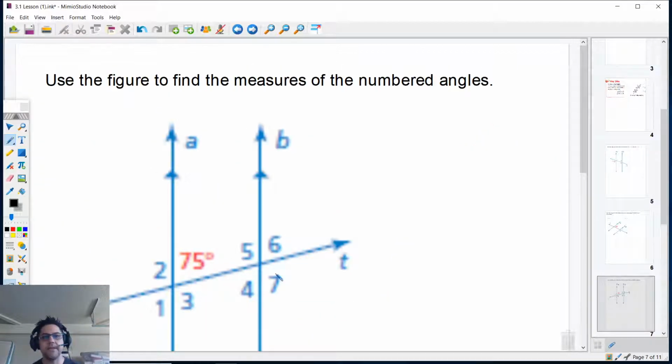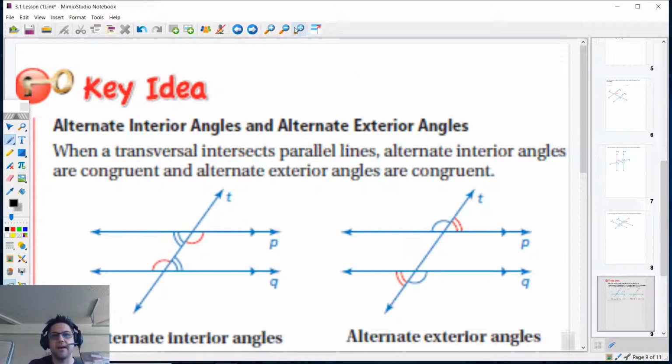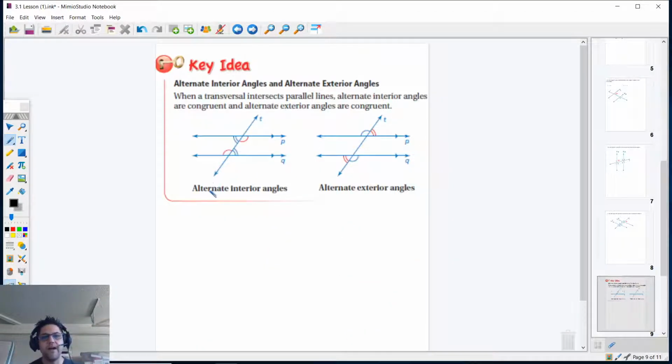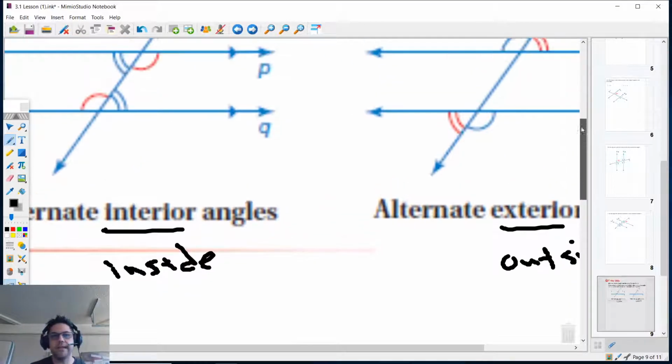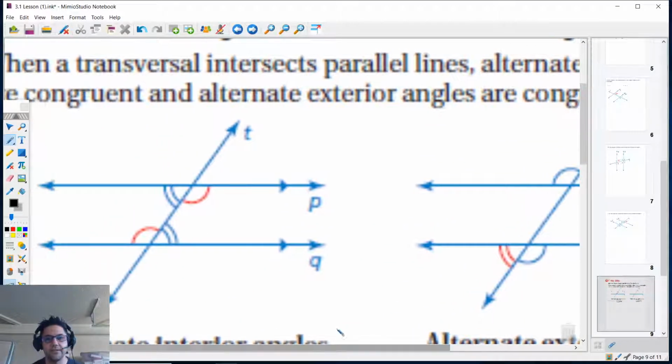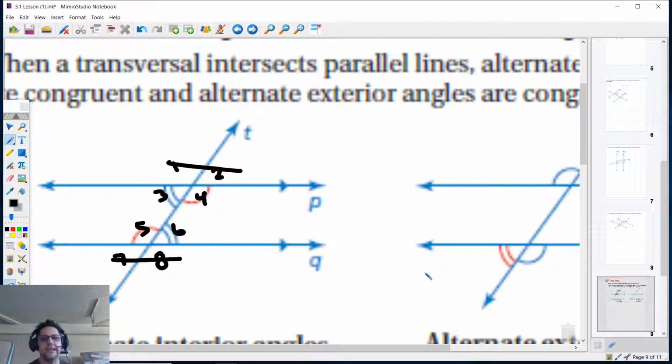Then, as we progressed into our additional ones, we've got alternate interior. Interior, again, means inside. And then alternate exterior means outside. So when I look at the interior, I am only looking at those angles between the parallel lines. So let's see, 1, 2, 3, 4, 5, 6, 7, 8. I'm going to completely ignore those outer angles because I'm only looking at the inside.